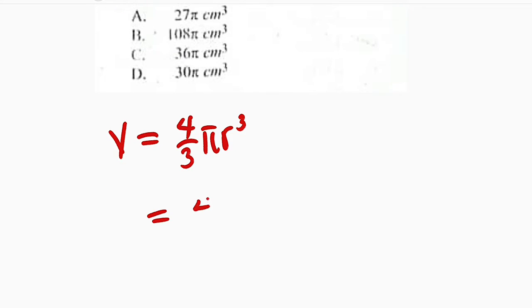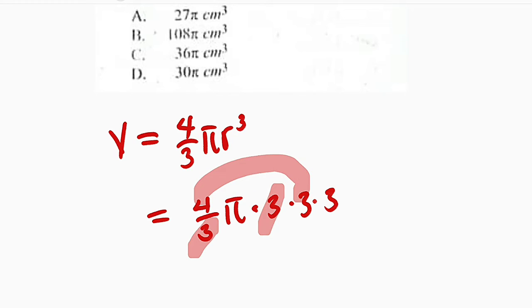So this is equal to 4 over 3 pi r. Okay, r is 3. So we can write it as 3 times 3 times 3, because 3 to the power of 3 is 3 times 3 times 3, right? And this 3 will cancel one of the 3's. What do we have left? We have 4 times 3, which is 12. And what is 12 times 3?